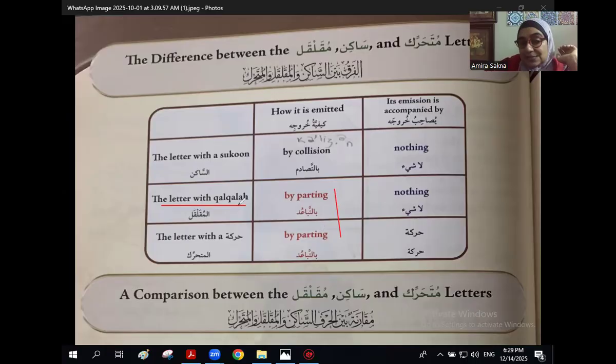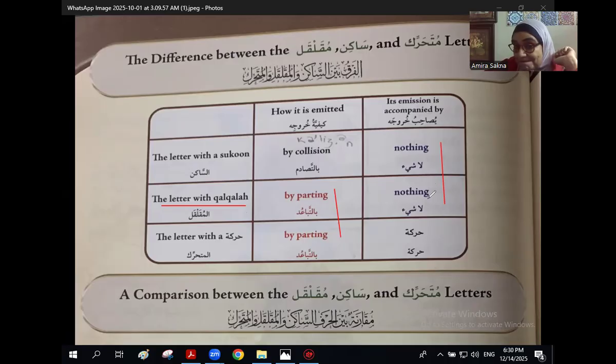And regarding what's similar between the letter with the qalqala and the letter with the sukoon, it's that their emission is accompanied by nothing. No hint of any haraka, of fatha or dhamma or kasra. I will repeat. The letter with qalqala and the letter with any short vowel are sharing one point, which is that both are emitted by parting the two components of the articulating point. The letter with qalqala and the letter with the sukoon are sharing one point, that their emission is accompanied by no hint of any haraka, no fatha, no dhamma, no kasra.